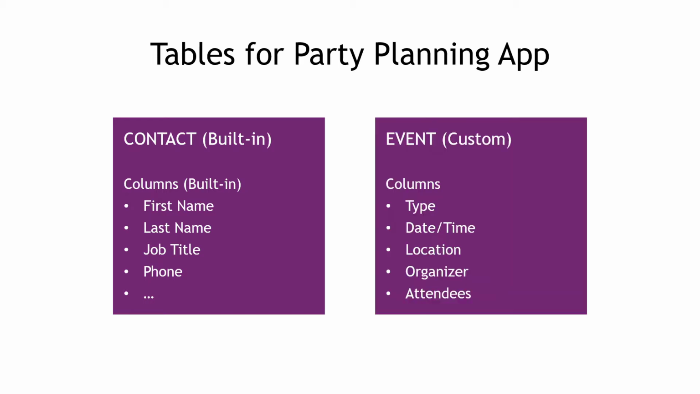But then we will need to create a custom table for our parties, and we could actually call it events. The columns here will be type, date, time, location, organizer, and attendees. Now, we're also going to need to create some relationships between the two tables here because an event has people related to it, specifically the organizer and the attendees. So just foreshadowing that a little bit here, but let's not get ahead of ourselves. Let's go into Power Apps and build out the tables and columns that we're going to need.